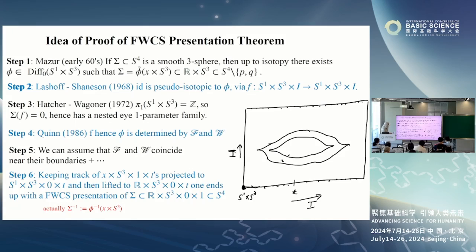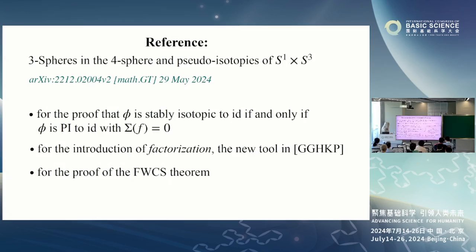You know, I need to mention one thing that doesn't have anything to do with pseudo-isotopy, but I have to mention anyway. Before I do that, here's a reference. If you want to learn more, look at this paper, 3-spheres in 4-space, pseudo-isotopies of S1 cross S3. And there you can find the proof of this stabilization term, and learn about factorization, the proof of the carving surgery theorem.